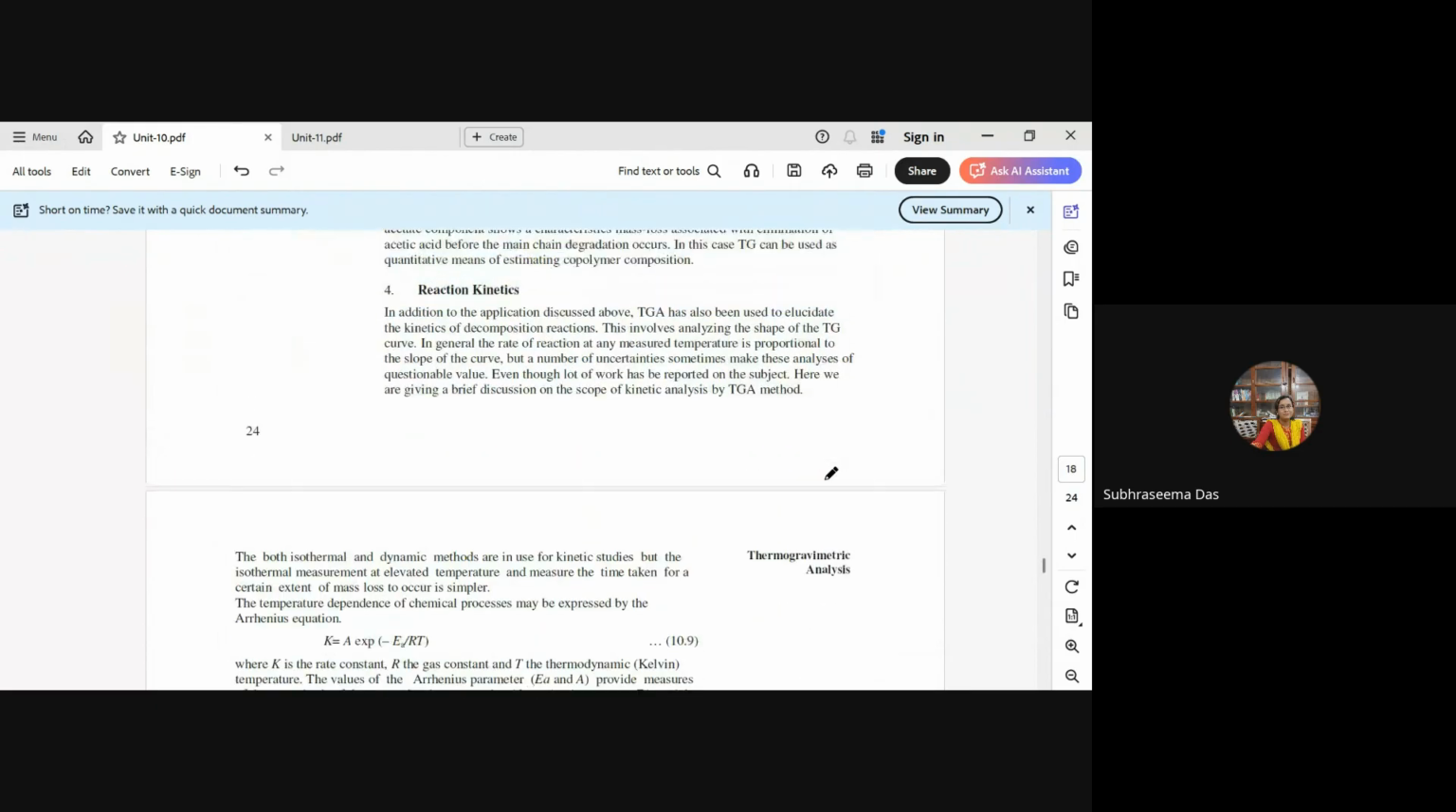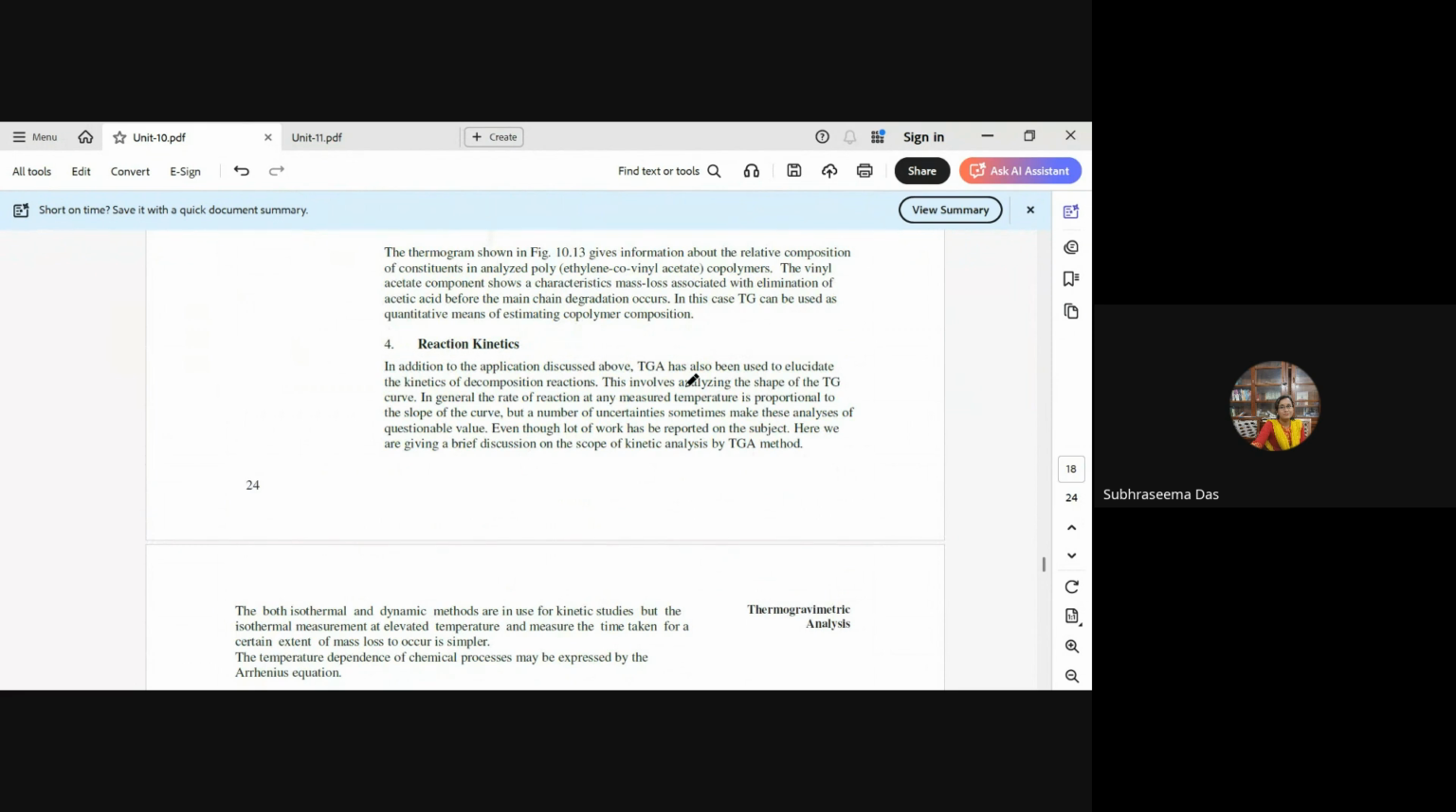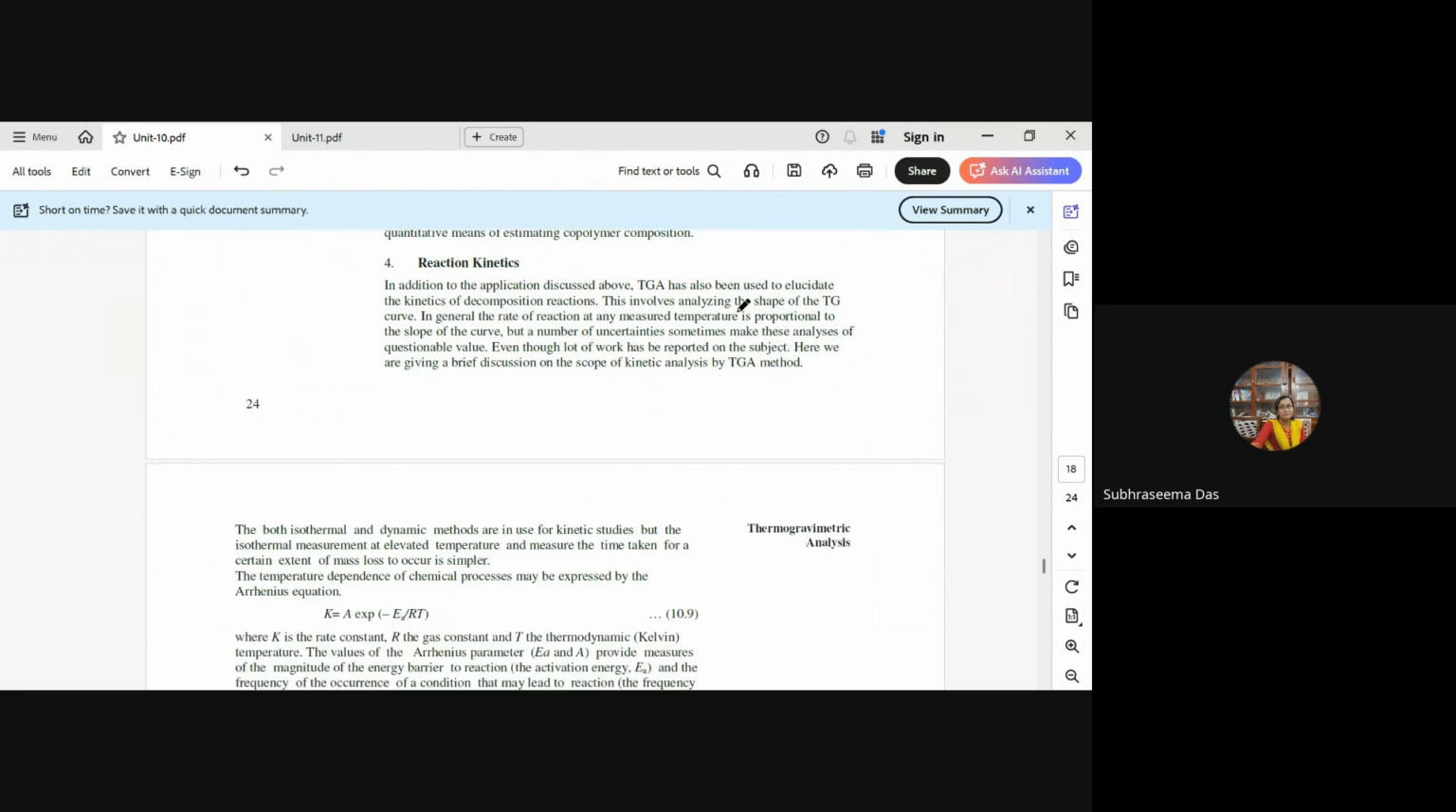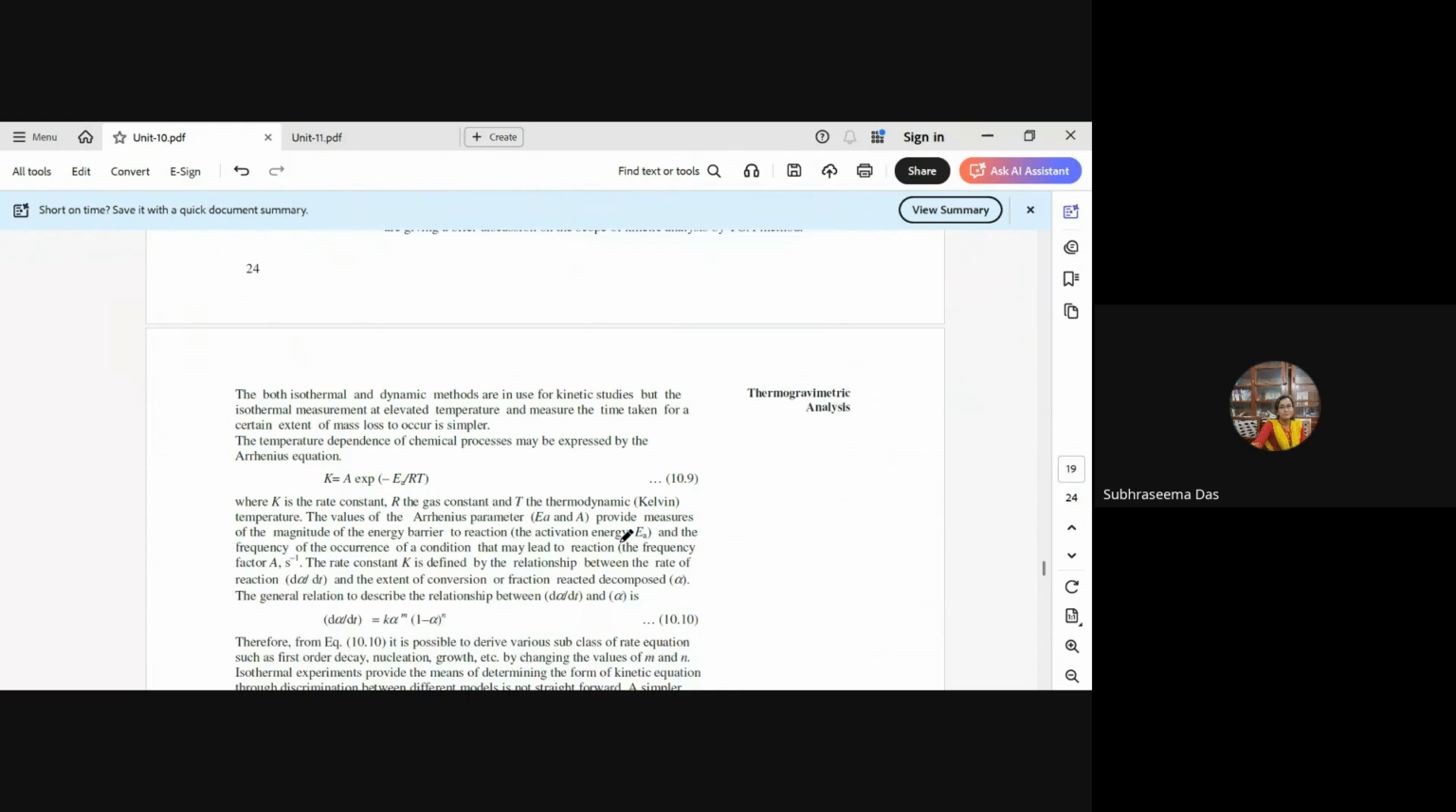Then the importance of TG in reaction kinetics. TGA has also been used to elucidate the kinetics of decomposition reactions. This involves analyzing the shape of the TG curve. In general, the rate of the reaction at any measured temperature is proportional to the slope of the curve. But a number of uncertainties sometimes make this analysis of questionable value.